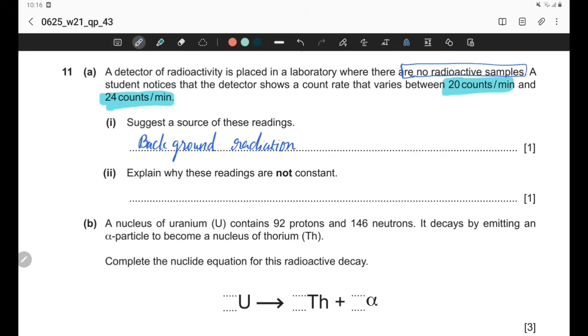Part 2, explain why these readings are not constant. So it's mentioned these count rates vary between 20 to 24. So why is it fluctuating? The reason is the radioactive decay is random. That means we cannot predict. The word random is a very important keyword, you should write this word in order to score the mark.